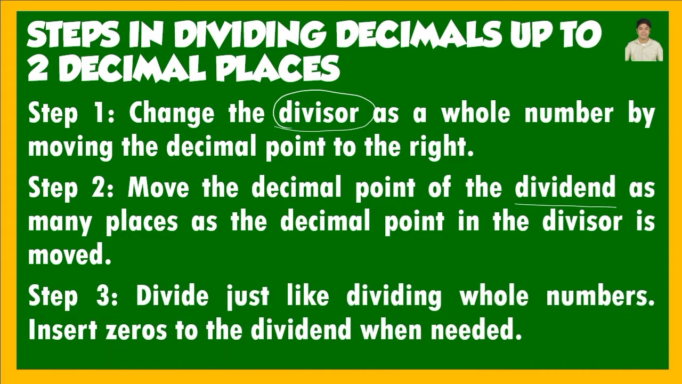Step 3, divide just like dividing whole numbers, insert zeros to the dividend when needed. So kapag na-move na natin yung mga corresponding decimal places from both the divisor and dividend, that is the time that we will just divide them like dividing whole numbers. So kung paano yung proseso ng pag-divide ng mga whole numbers, ganun din po ang process ng pag-divide dito. And then, kapag kinakailangan, mag-add po tayo ng zeros. So mamaya may mga examples tayo wherein mag-a-add tayo ng 0. So again, i-add lang po natin or insert natin yung zeros kapag kinakailangan.